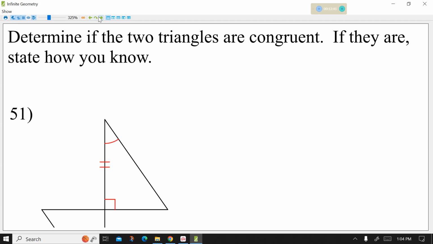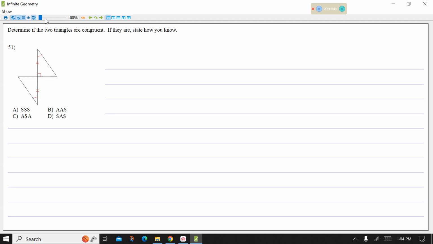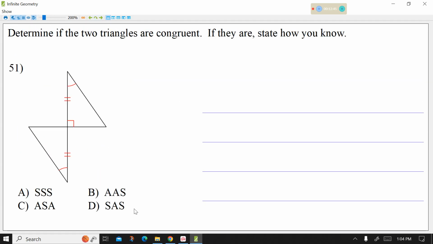Next we'll move on to number 51. Okay, so for 51 here, we got some problems to deal with.